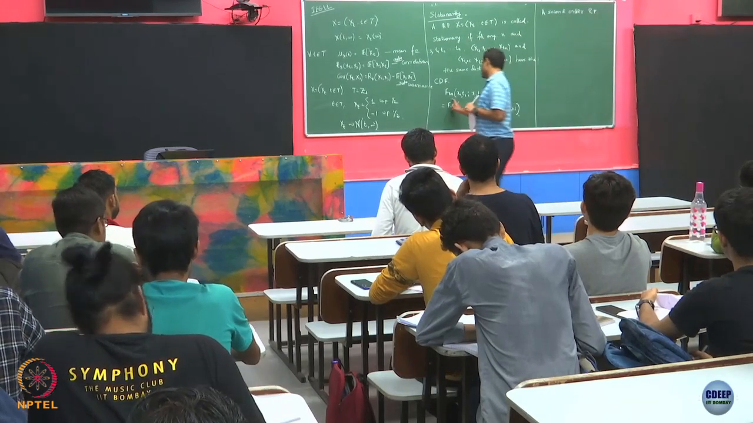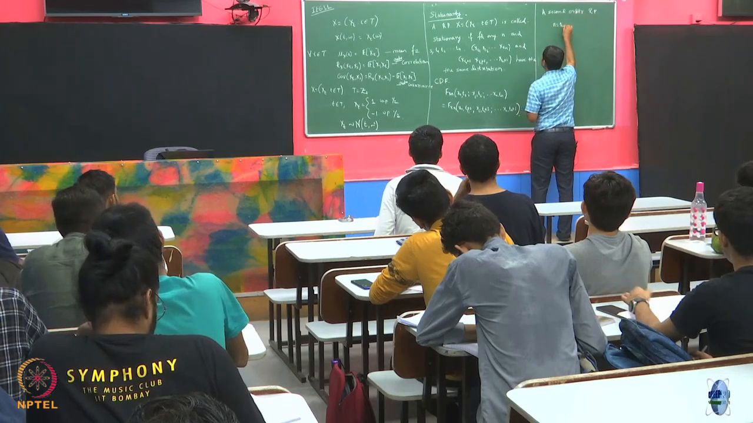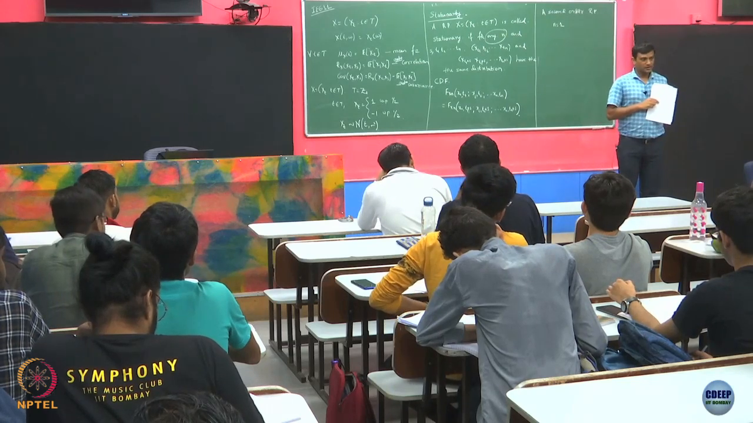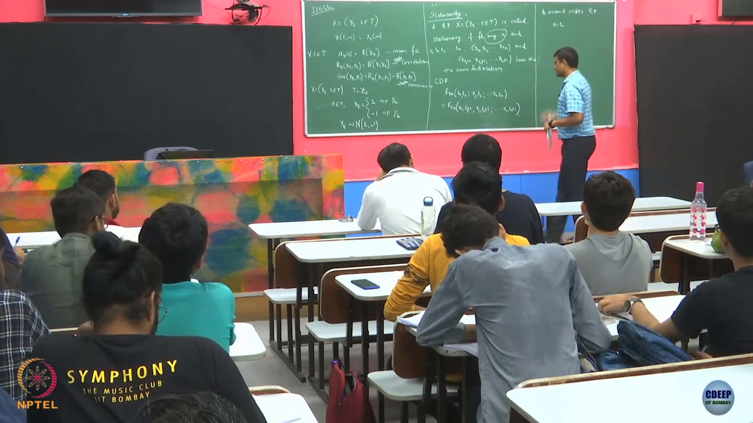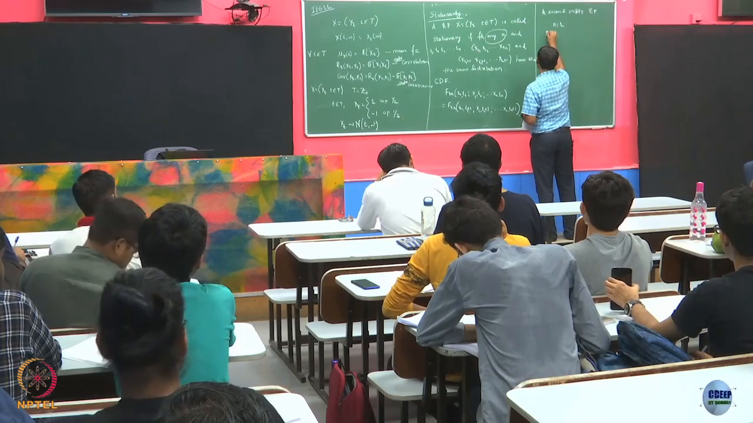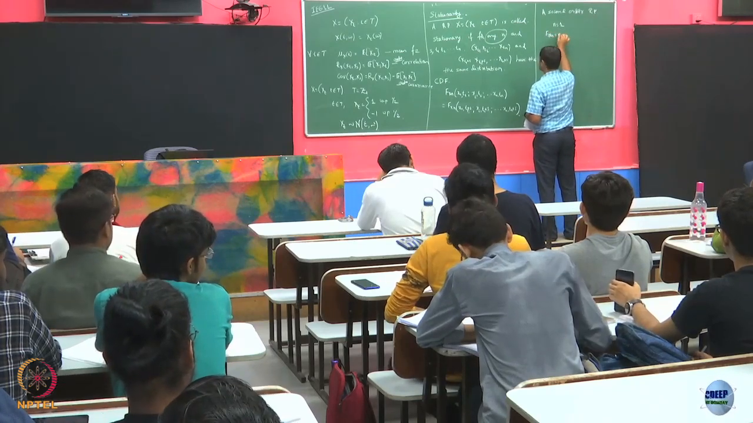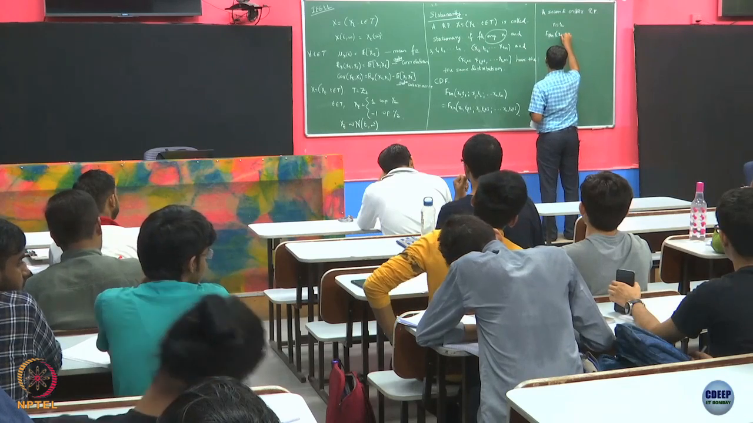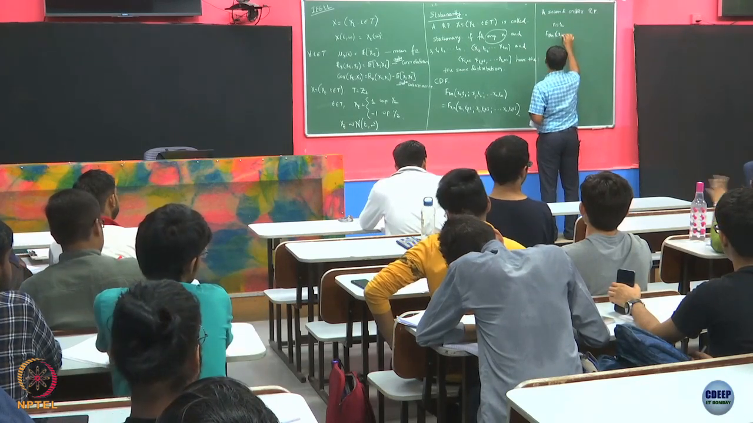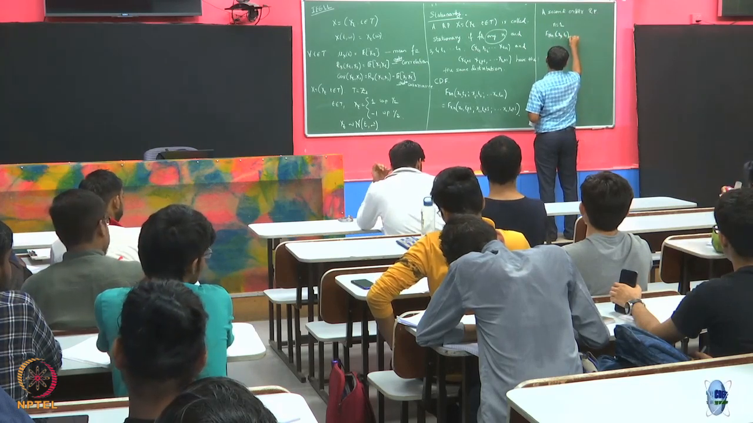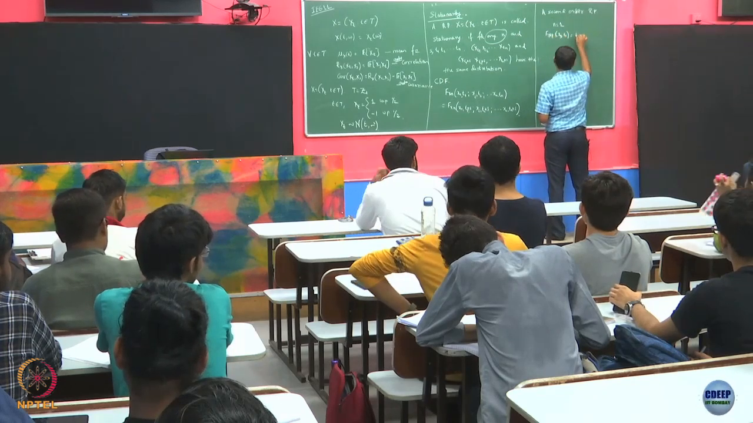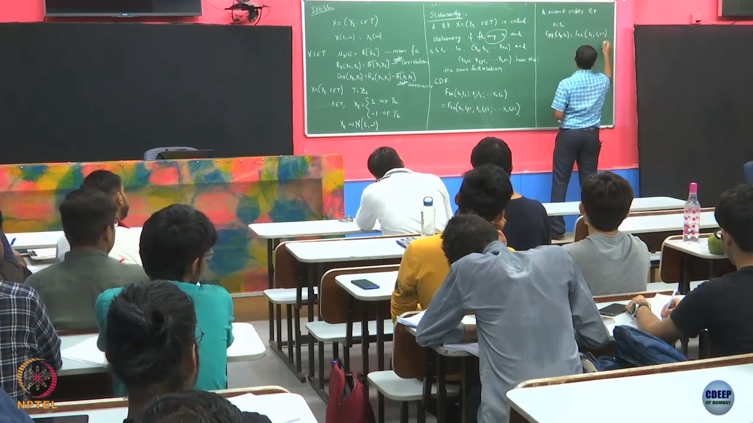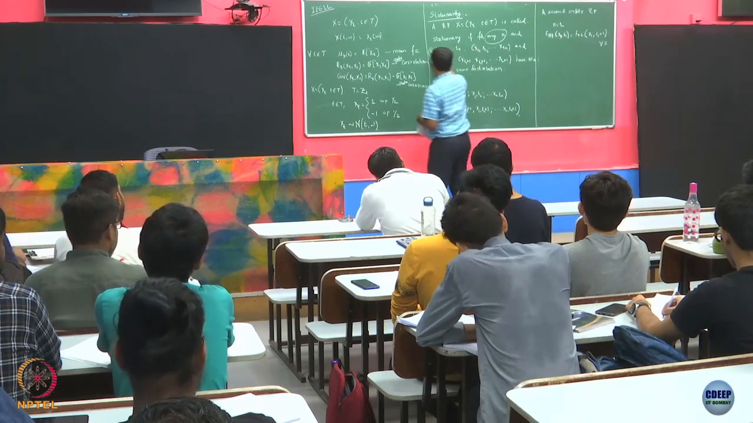Now let's apply this definition to n equals 1. Remember, this should happen for any n. So let's take n equals 1 and apply this definition. Then what it says is F of X1 at some time t1 should be the same as F of X1 at t1 plus s, and this should be true for all s.